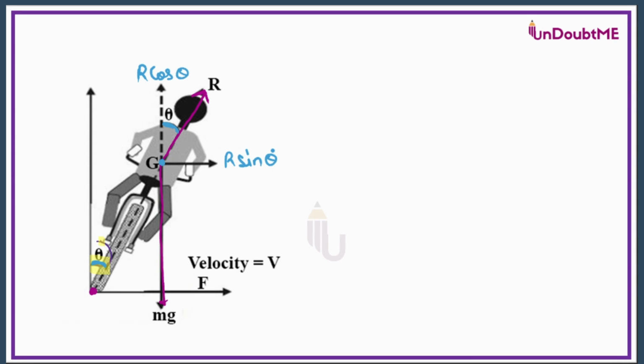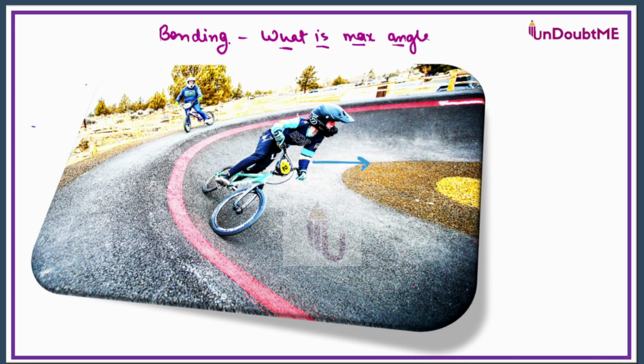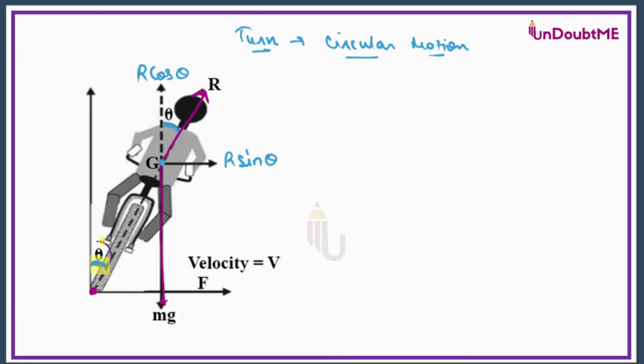Now, this bending is required if a cyclist is taking a turn. Turn means we can say it is a circular motion. Since it is a circular motion, there is a force acting on the cyclist towards the center, and that force is called centripetal force. As per our diagram, R sin theta is that force. So I'll write my first equation: R sin theta is equal to centripetal force. Centripetal force is mv square over r, where v is the velocity and r is the radius of that circle.